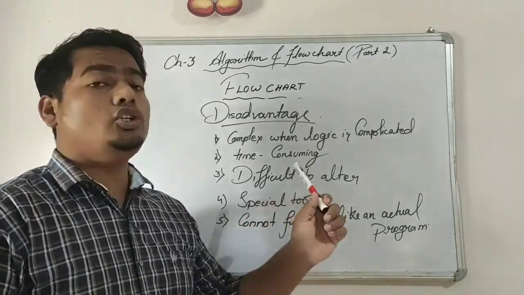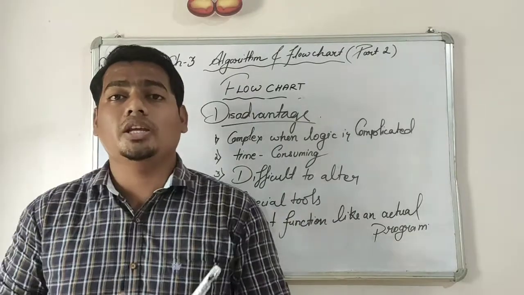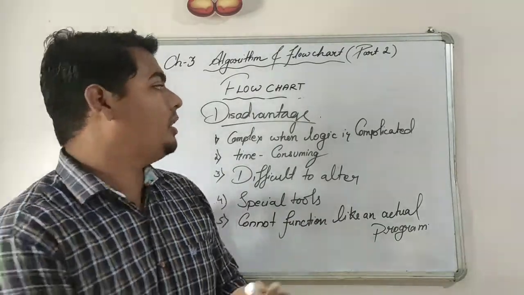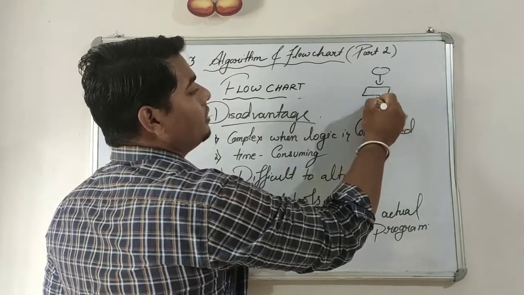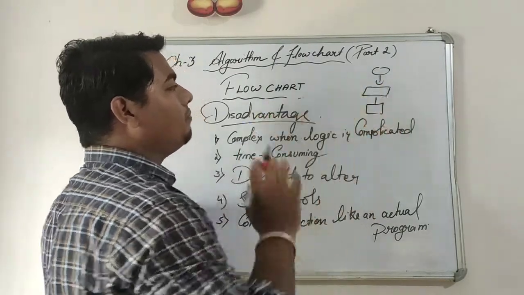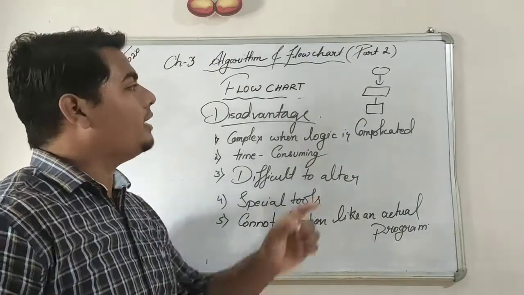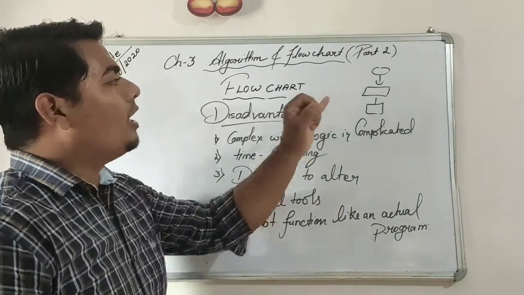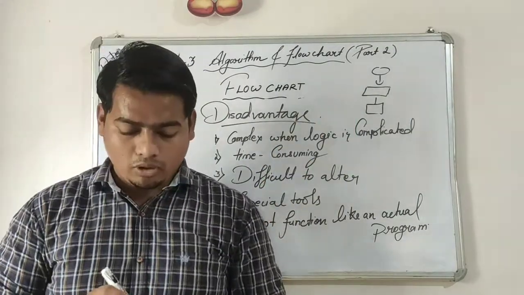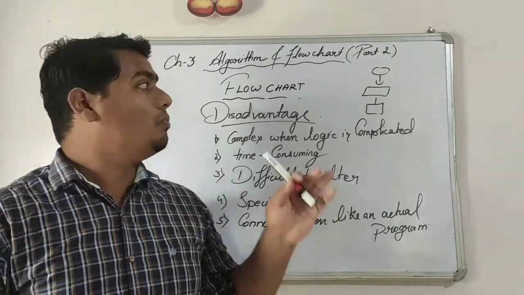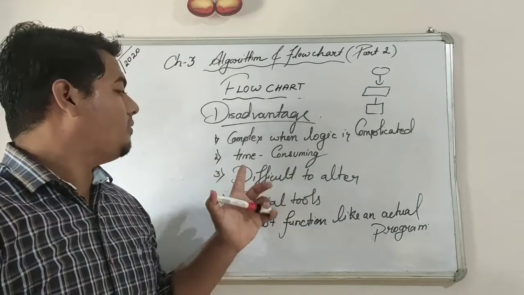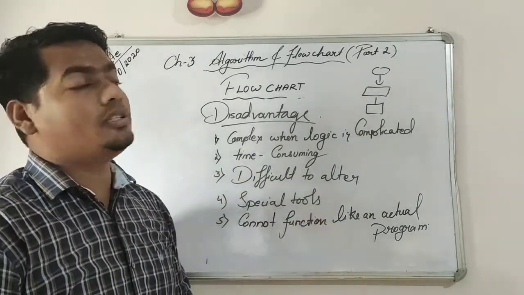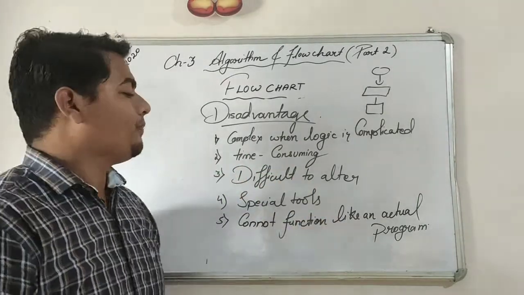Then third, difficult to alter. Alter means changing. Once you have drawn something, here 1, 2, like that, maybe you come to know that this is a wrong thing, then you can't alter this one. You can't rub it or change it. Therefore, you have to make one more new flowchart. This is one disadvantage: it is difficult to alter. It is not able to change.